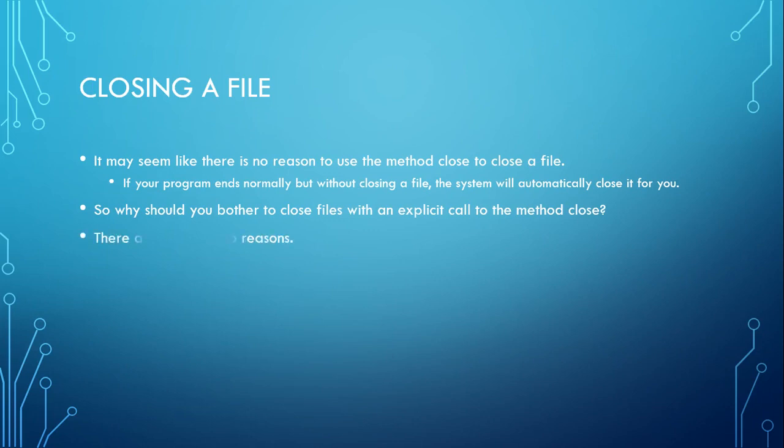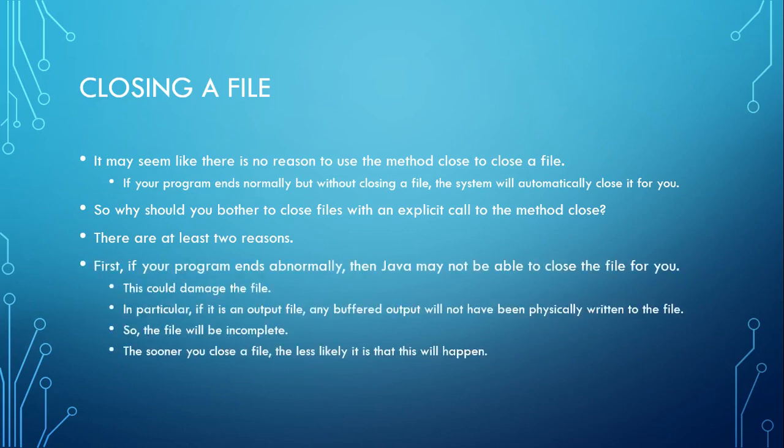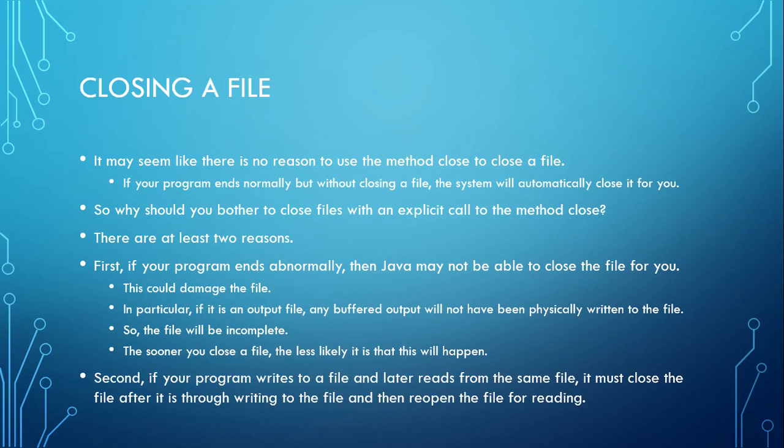I kind of already alluded to this, but there are at least two specific reasons. First, if your program ends abnormally, then Java may not be able to close the file for you. So let's say your program runs and it throws an error that you weren't expecting. Well, what this could do is damage the file, and particularly if it's an output file, any buffered output would not have been physically written to the file. So the file is going to be incomplete. So the sooner you close the file, the less likely that this is going to happen. Second, if your program writes to a file and later reads in the same file, it must close the file after it is through writing to the file and then reopen the file for reading.